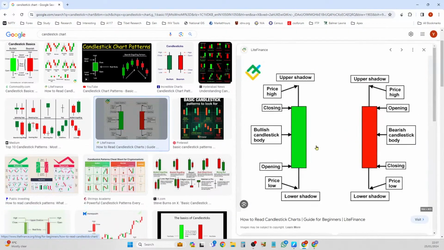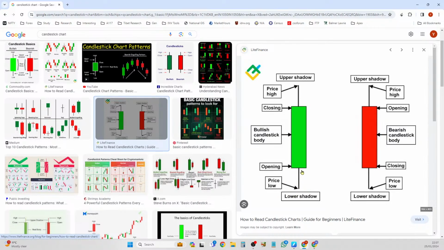Now, let me use this diagram. It looks a little darker and it has also marked all the important things. So this is where the opening is. This is the closing, the highest price during that period, and the lowest price during that period.